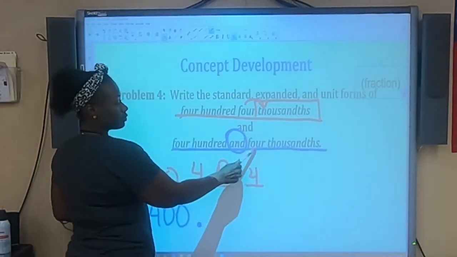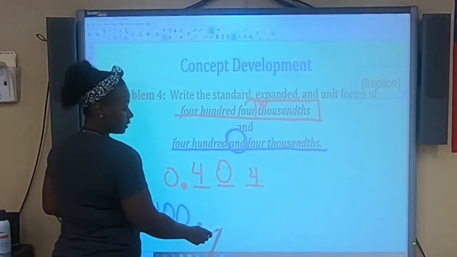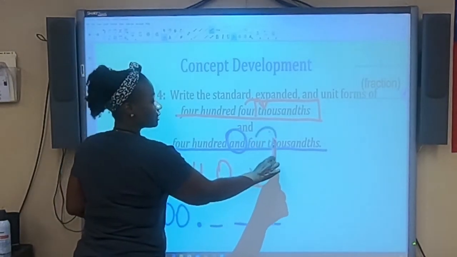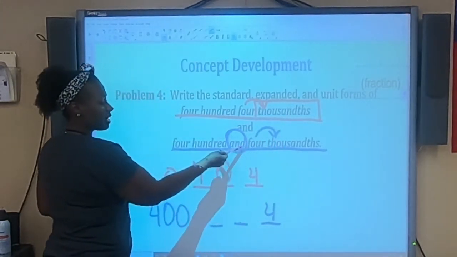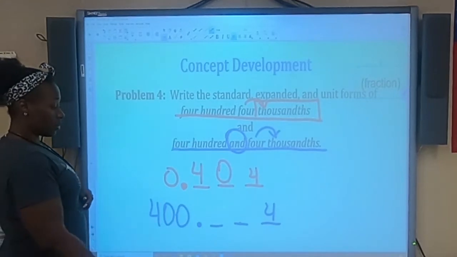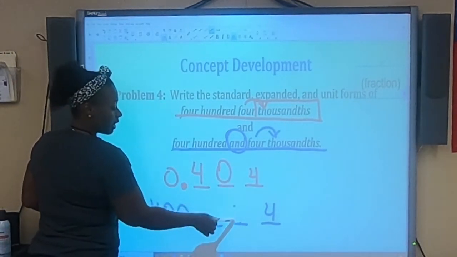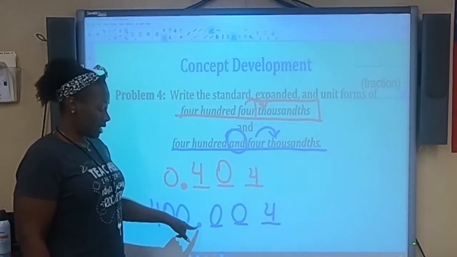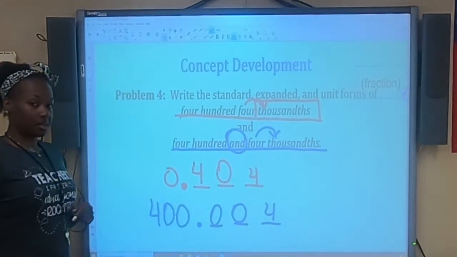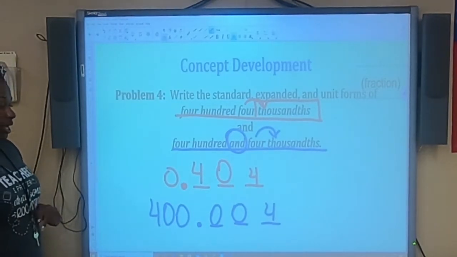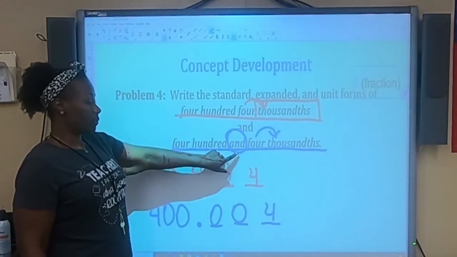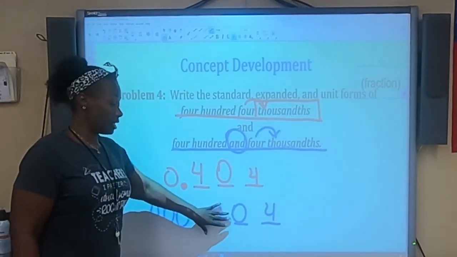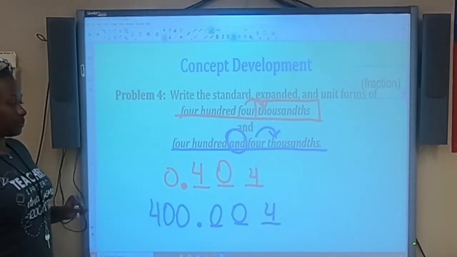Now left for my decimal side, I see thousandths again, which meant I need 3 decimal places, tenths, hundredths, thousandths. That 4 gets to sit in the thousandths. Notice I don't have any other numbers. So in order for me to get back to this decimal, I have to fill in with zeros. So this is 404 thousandths. That and is what took the number to having a whole number and a decimal instead of all decimal.